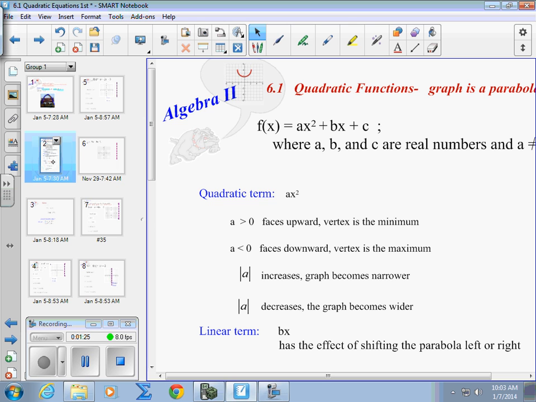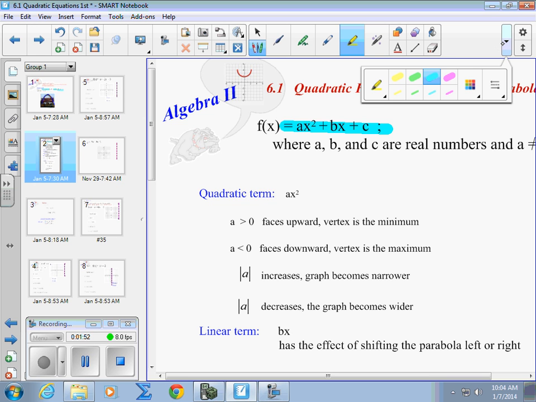When we talk about quadratic equations, or functions, if they're in the form y equals ax squared plus bx plus c, where a, b, and c are real numbers, and a is not equal to 0, quadratic functions face up or down. The quadratic term is the term that has a square, so it's ax squared.